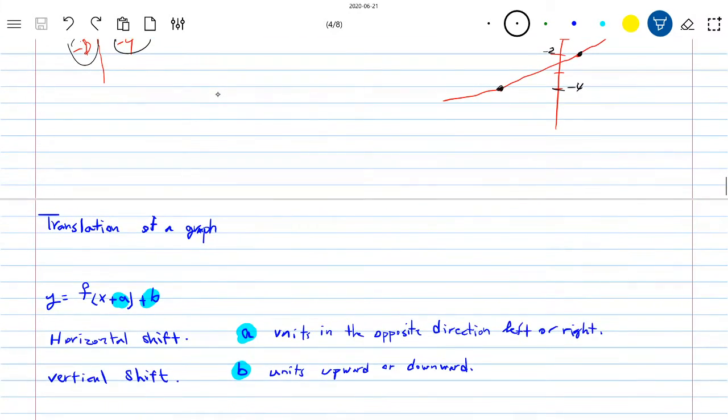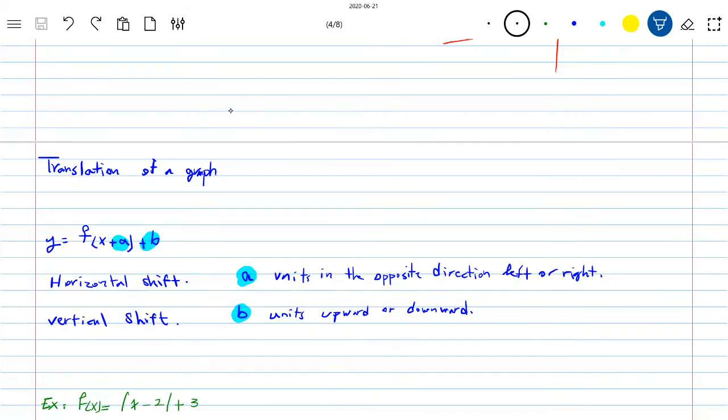Okay, all that being said, now I'm going to discuss this topic of translation of a graph. It means you're given a function like f of x, and they ask you to graph a new function based on the given graph. So something like f of x plus a plus b. X plus a is the inside value for the function. B is an outside constant. So adding a certain constant inside or outside makes an effect on the graph.